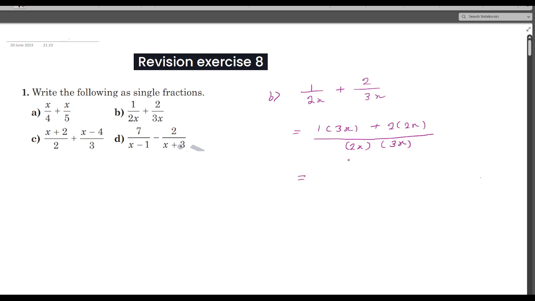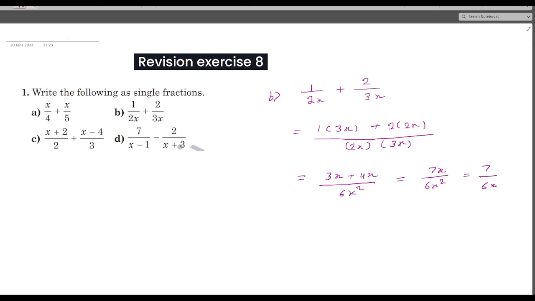So your numerator becomes 3x plus 2 times 2 is 4x, whole divided by 2x into 3x which is 6x square. So 4x plus 3x is 7x, divided by 6x square will give you 7 divided by 6x. So we can cancel 1x with 1x in the denominator. Now see, till now I have only two terms. This cross multiplication method is a good method.